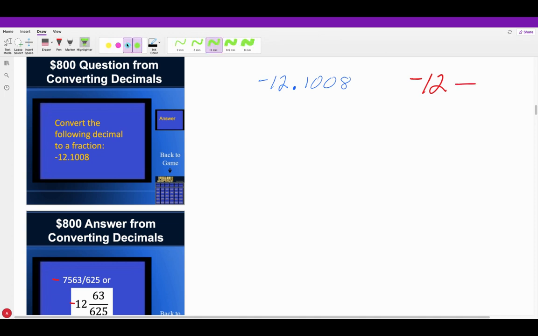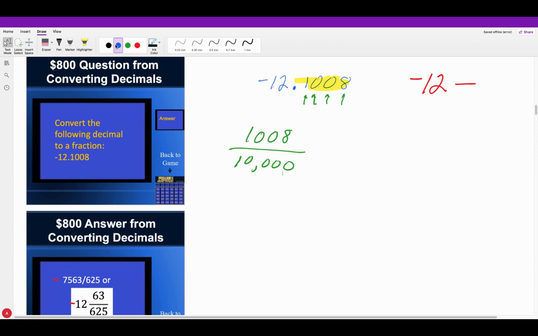So all I'm going to focus on then are these decimals, 0.1008. That's all that I'm going to focus on. Right? So when we do this, remember, we have to know all of our place values. So we have our tenths, our hundredths, our thousandths, and our ten-thousandths. So that means that this decimal, 0.1008, can be rewritten as 1,008 over 10,000. And then from here, we just have to reduce.